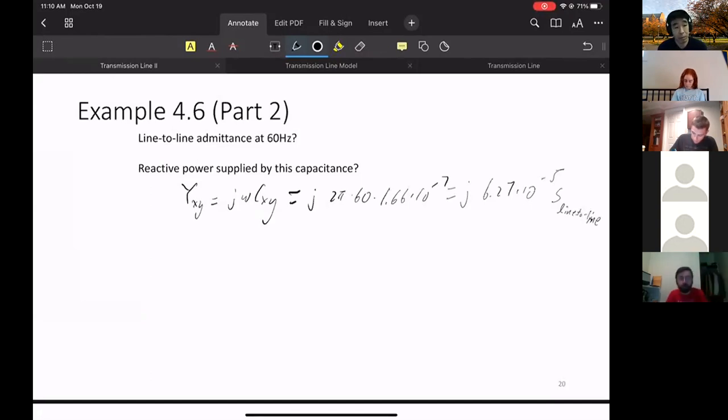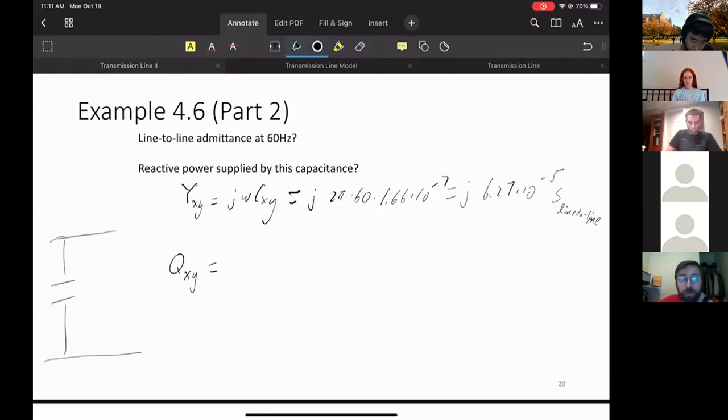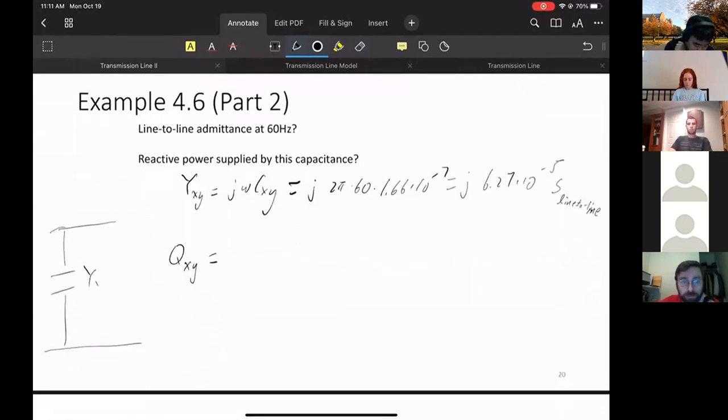When we're using it in circuit analysis, this is what we do. And then if you look at how much reactive power is consumed by this, how do I compute the reactive power consumed? Q, I say, from Y_XY. Now we can pretend I have two lines, I have a capacitor. This capacitor has an admittance value of Y_XY. So we have a capacitor of those two lines that consume some reactive power.